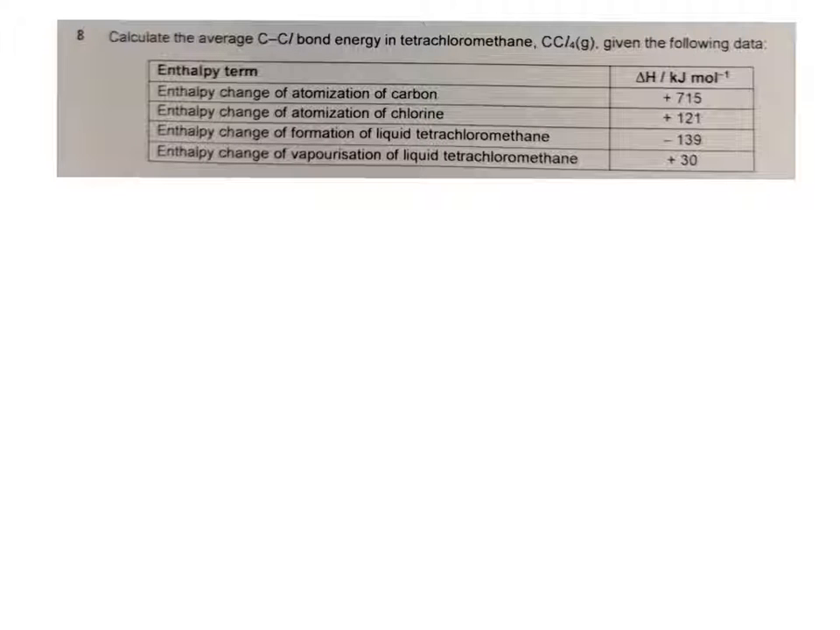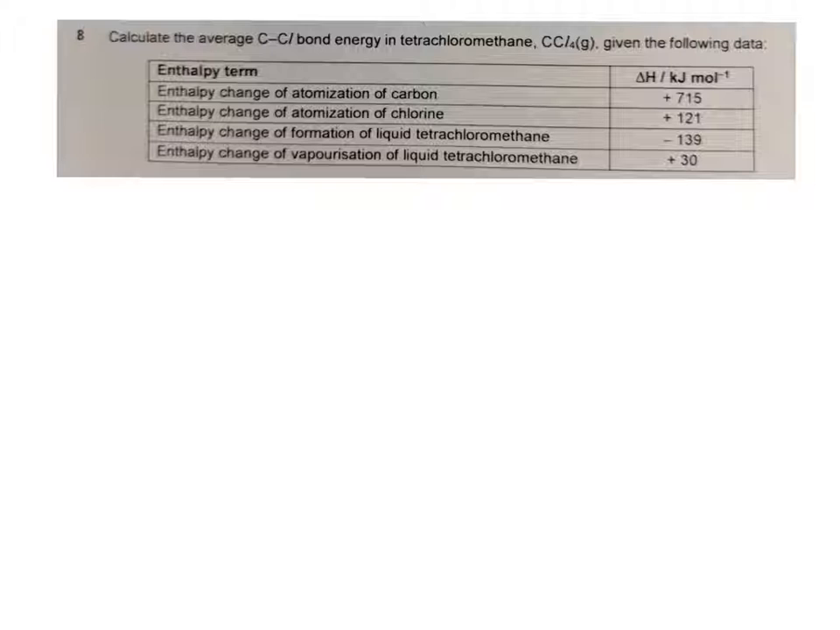Hi, in this question, you're asked to figure out an average bond energy, the average carbon-chlorine bond energy in tetrachloromethane, given a bunch of data. As with all energetics or thermodynamics kind of questions that involve reactions and changes, the key or the base idea would be to figure out the chemical equation that describes the processes that happen, and you have to pay particular attention to the state symbols.